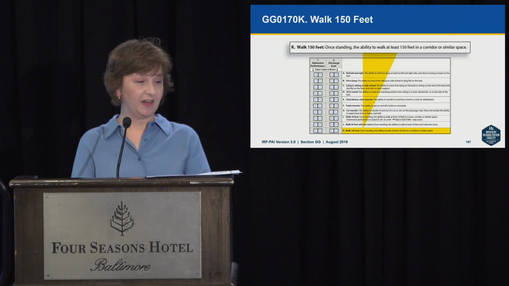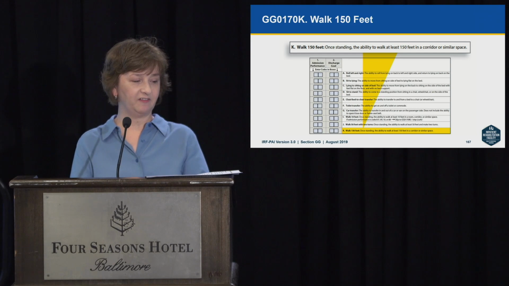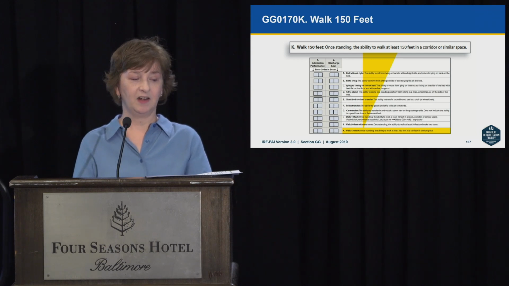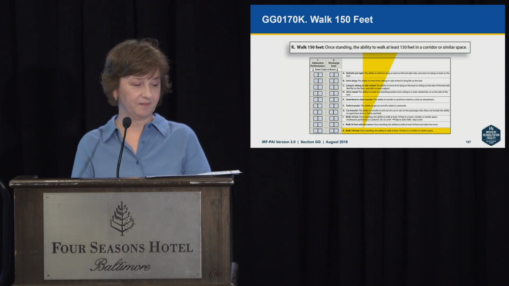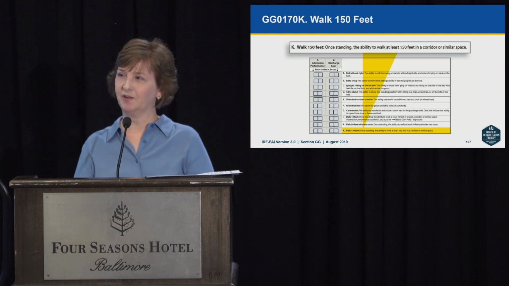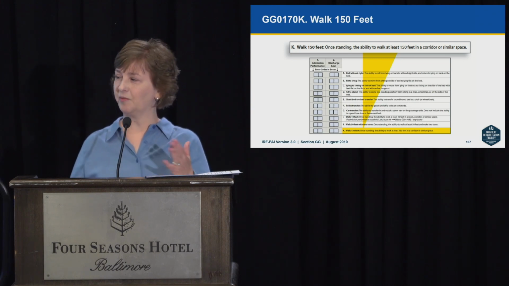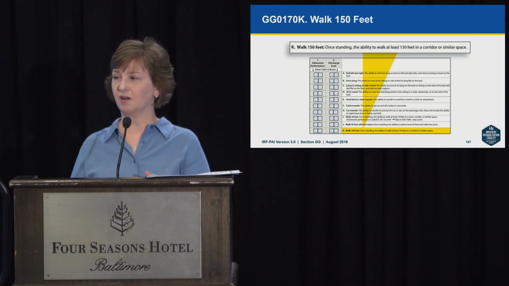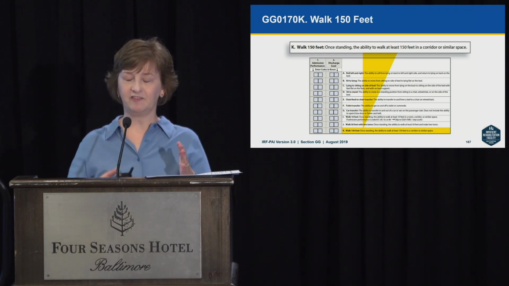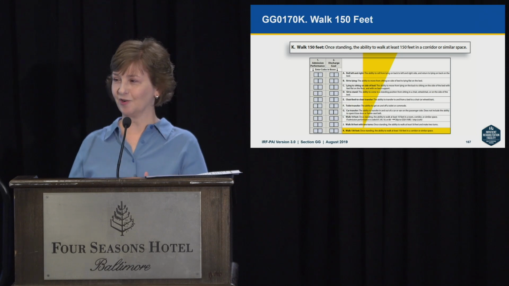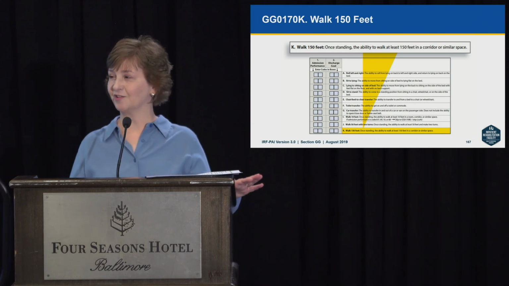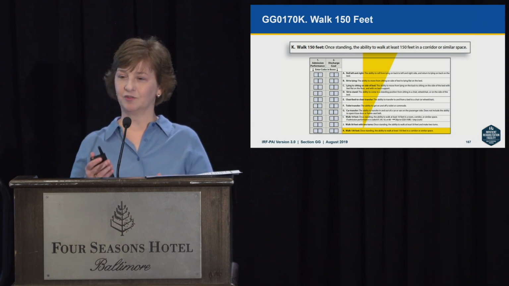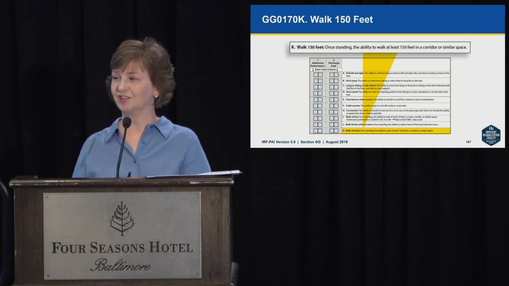The last walking item here is walk 150 feet. So again, starting once in a standing position, the ability to walk 150 feet in a corridor or similar space. We do get questions, by the way, in relation to these walking items. Can you basically assess them simultaneously? So I think our only caution is that with the 50 feet with 2 turns, you've got the turn in there. There's no turn with the 150 feet. So just pay attention, again, to the definitions.